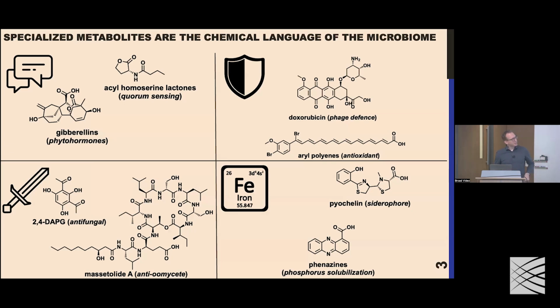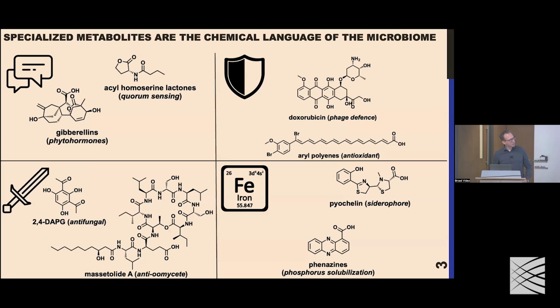Of course, it's well known that you have molecules involved in communication, like quorum sensing signals, for example, but also molecules that had traditionally been thought of as toxins. Doxorubicin is a cytotoxic molecule, an anti-cancer drug, that was recently shown to play a key role in phage defense. So the ecological role may actually be quite different from the biological activity that was initially measured.